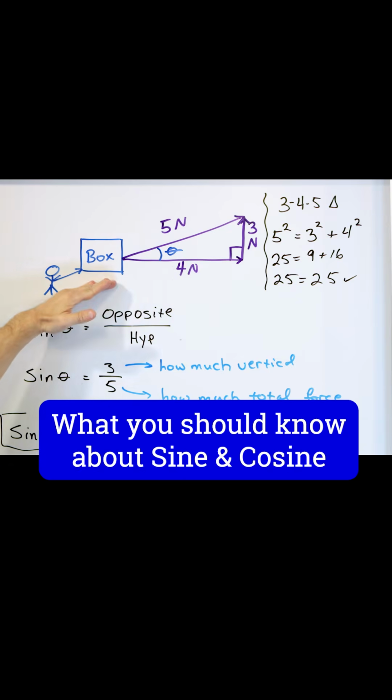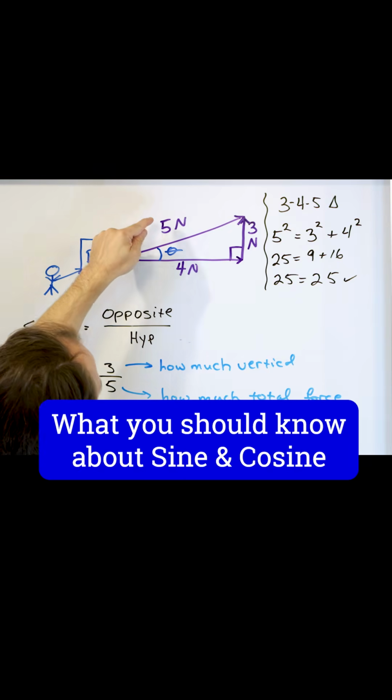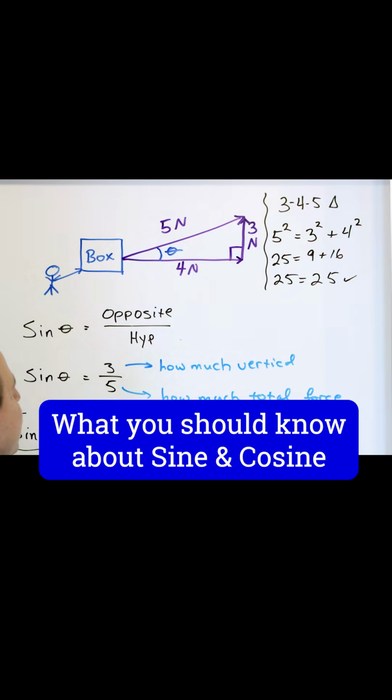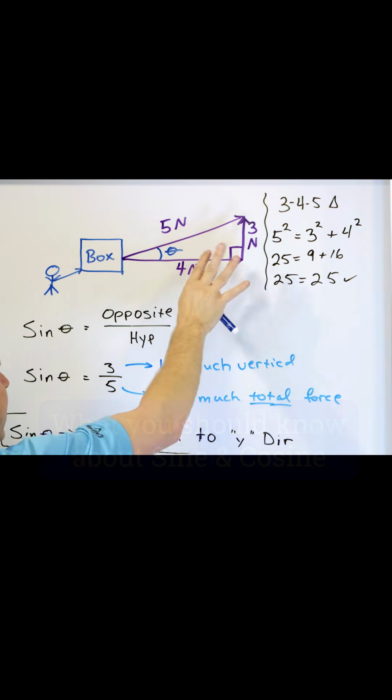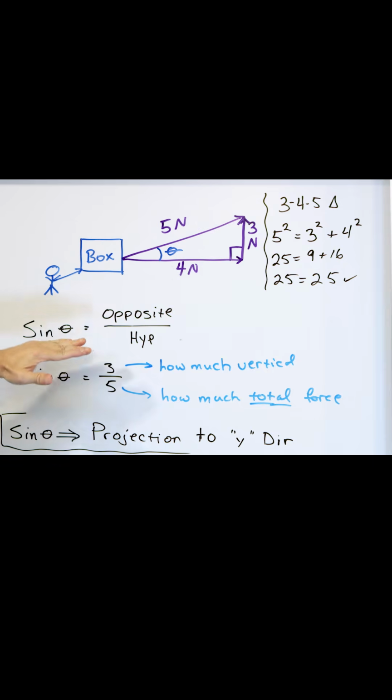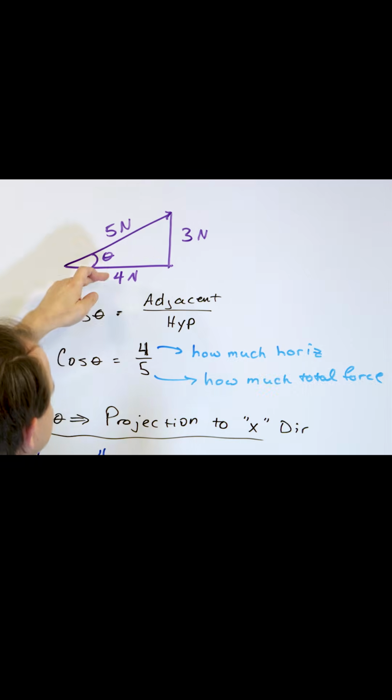Let's say I'm pushing a box at some angle, with a force of 5 newtons. I know that a 3, 4, 5 triangle is special and it's a right triangle, so I label the sides there. The sine is defined to be the opposite side from this angle divided by the hypotenuse, whereas the cosine is defined to be the adjacent side divided by the exact same hypotenuse.